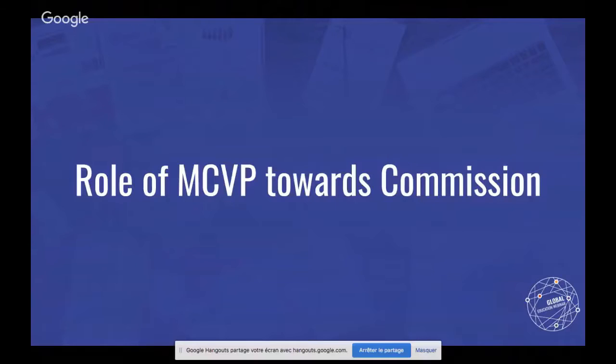Okay, what are the things that we should deliver as MCVPs to our commission, and how can we provide to our SVPs the best experience that they can have in their AIESEC experience, for example. So I'll be mainly talking about the one-to-ones, because I consider that the one-to-ones are one of the most powerful things, because you can give time and knowledge in these one-to-ones.